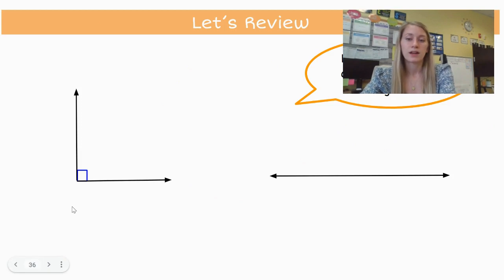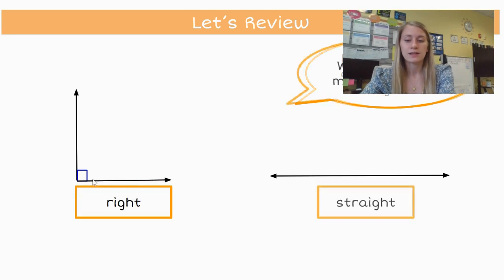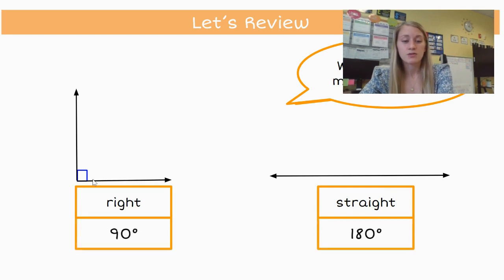Now, how would we classify these angles? This is a little bit of a review. So let's look at this angle here. Do you remember what this little square means? That's a little cheat sheet to tell us it's a right angle. Nice job. Now, a straight line, what is that? It is a complete straight line. Now, the measurements for each of these, if you thought 90 degrees and you thought 180, nice job.